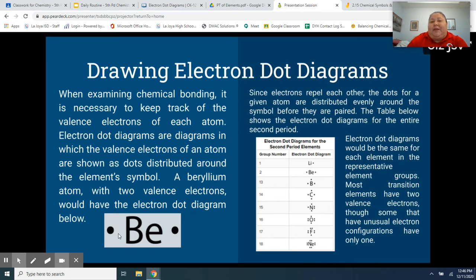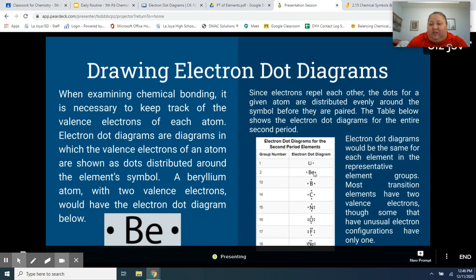And you're always going to spread them out. One on top, one on the right, one on bottom, and one on the left. And then if you have more, you double up. You're going to double up the way you see it in this picture, okay? Since electrons repel each other, the dots for a given atom are distributed evenly around the symbol before they are paired. The table below shows the electron dot diagrams for the entire second period. Electron dot diagrams would be the same for every element in that group.